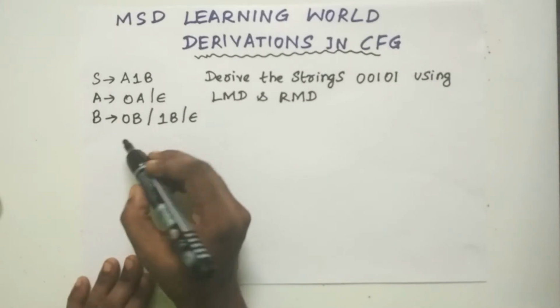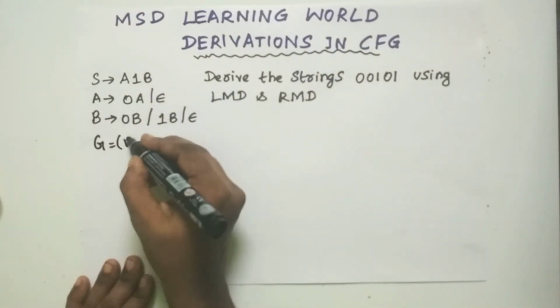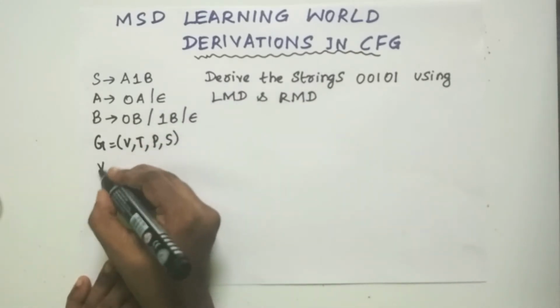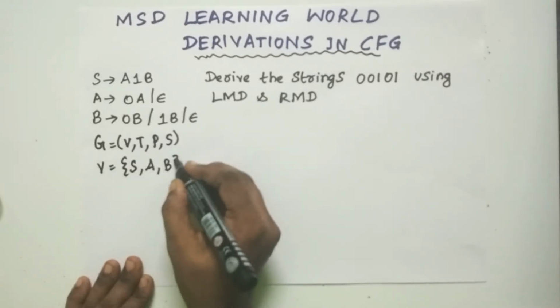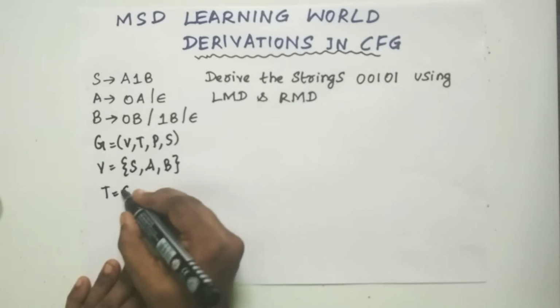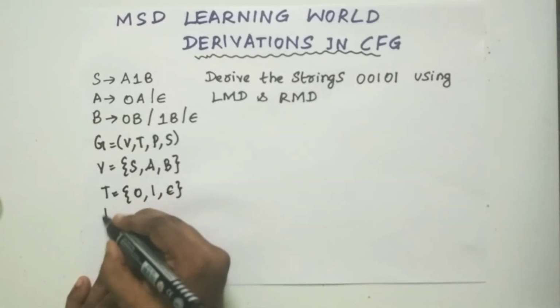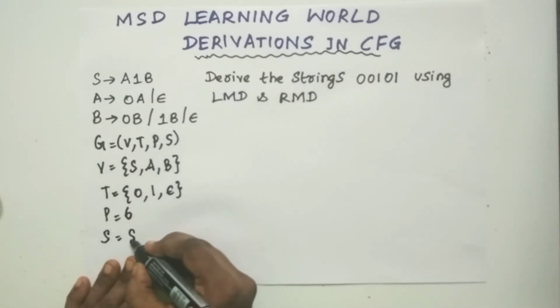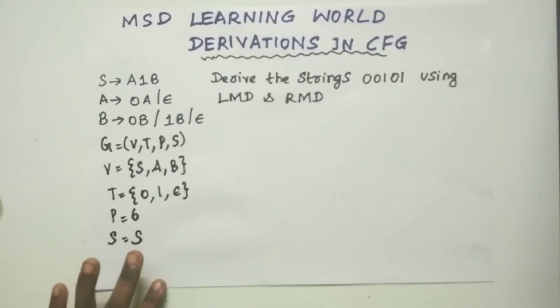As I have said already, whenever you have a grammar, you must be able to write the variables, terminals, productions and starting symbol. The variables are nothing but S, capital A and capital B. Terminals are nothing but 0, 1, epsilon. And the productions, you have 6 productions. And the starting symbol is nothing but capital S, because S is the first left hand side non-terminal present in the given grammar.